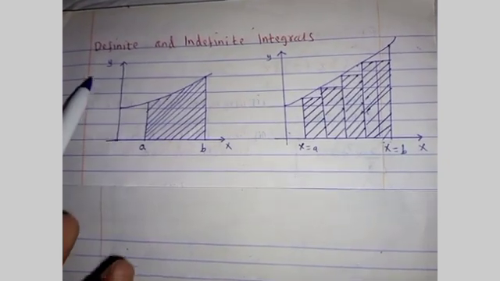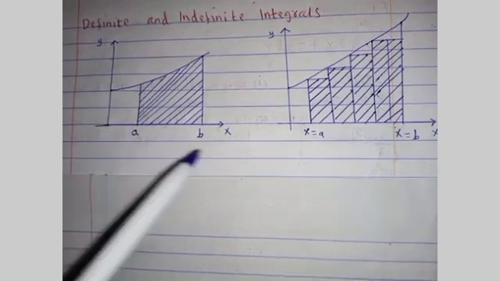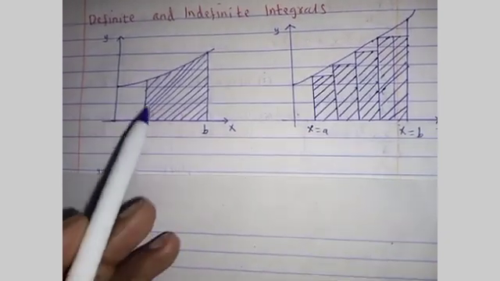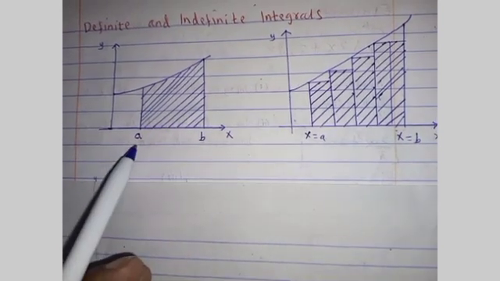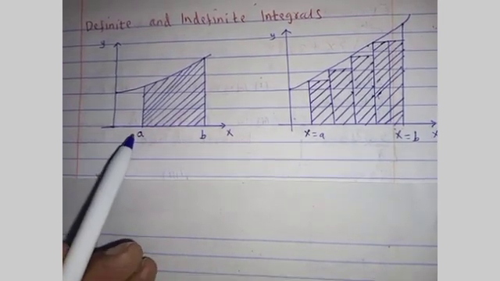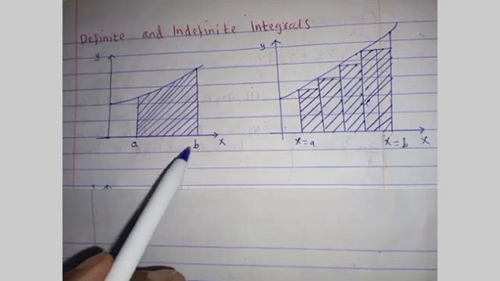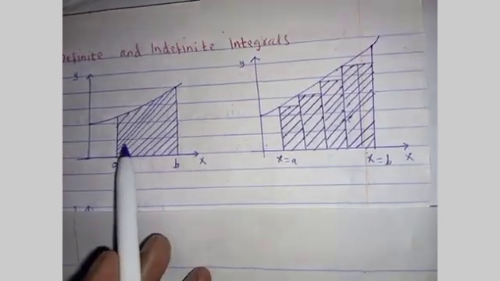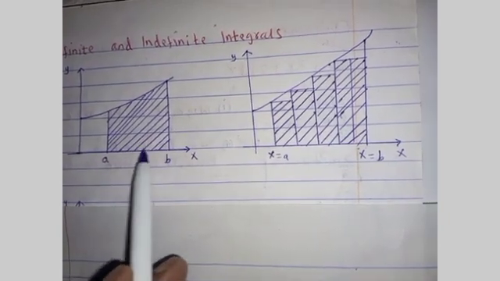Next, we want to look at the definite integral, and we are going to consider the curve shown here. We are going to consider this area bounded by the line x is equal to a and the line x is equal to b. So there are two ways of estimating this area under the curve.